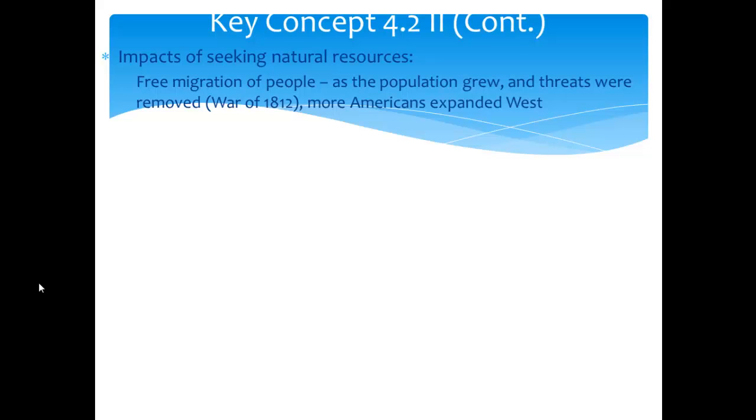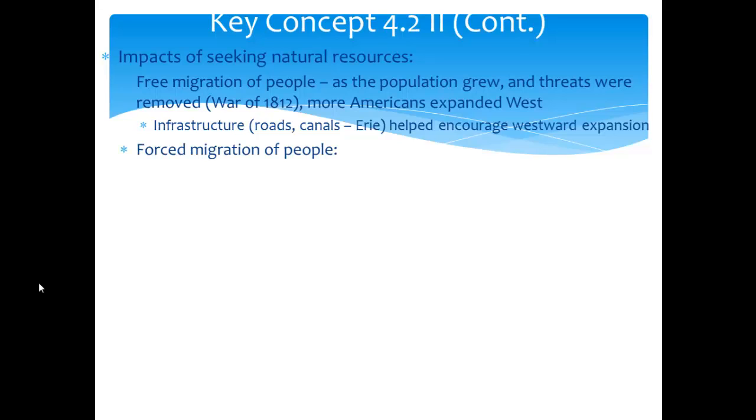All right, so what are the impacts of this nation seeking natural resources? Well, we have the free migration of people, and as the population grew in America, and it did drastically, and threats were removed, especially Native Americans in the West after the War of 1812, more Americans are expanding west. Lots of farmers, they want to make money, so they begin to move out west. Infrastructure as well, the building of this really helped encourage westward expansion. Roads, and again, the Erie Canal, I can't keep saying that enough. It really impacted the migration of people further west.